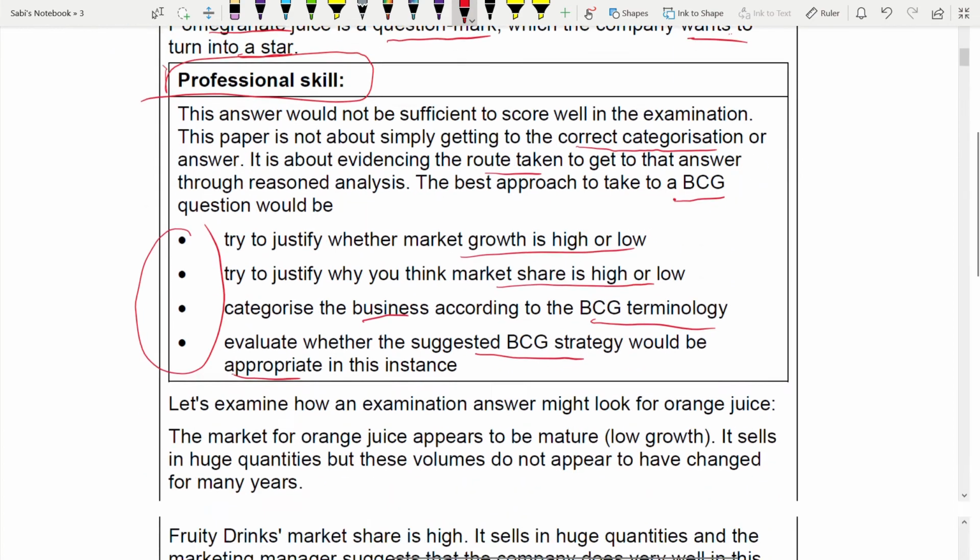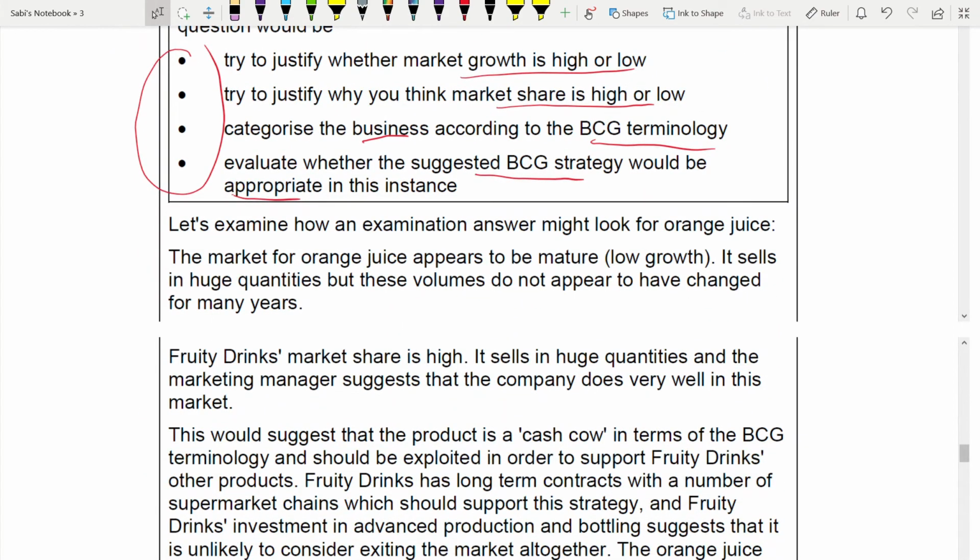Now we'll go to the answer. When you go to the answer, divide it into 3 separate parts. One is for orange juice, one is for the pomegranate, and the other one is for the strategy. Let us see the orange juice first. In this, the market is matured and low growth. How do you know that it's mature and low growth? This is the evidence or reference from the case study. You need to reference it like this. It sells in huge quantities, but the volumes did not change over the years. For many years, the volume did not change. It's written there in the case study. That's how you know it is matured and low growth. Now, you have to link this with the industry.